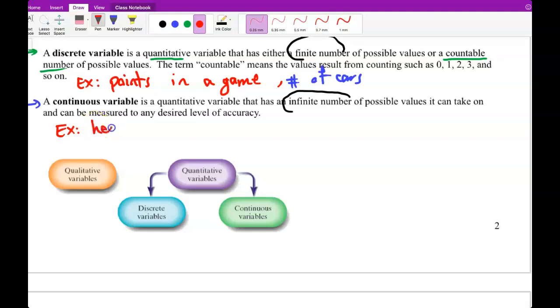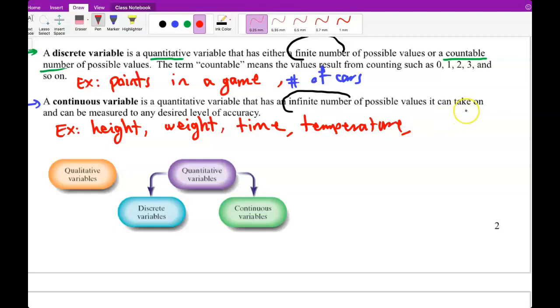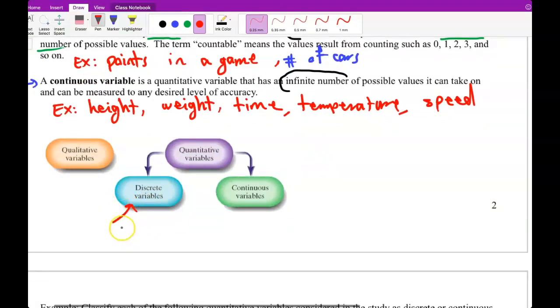For example, I can have height, weight, time, temperature, and one more, speed. So here discrete variables have a finite number. But for continuous we have infinite.